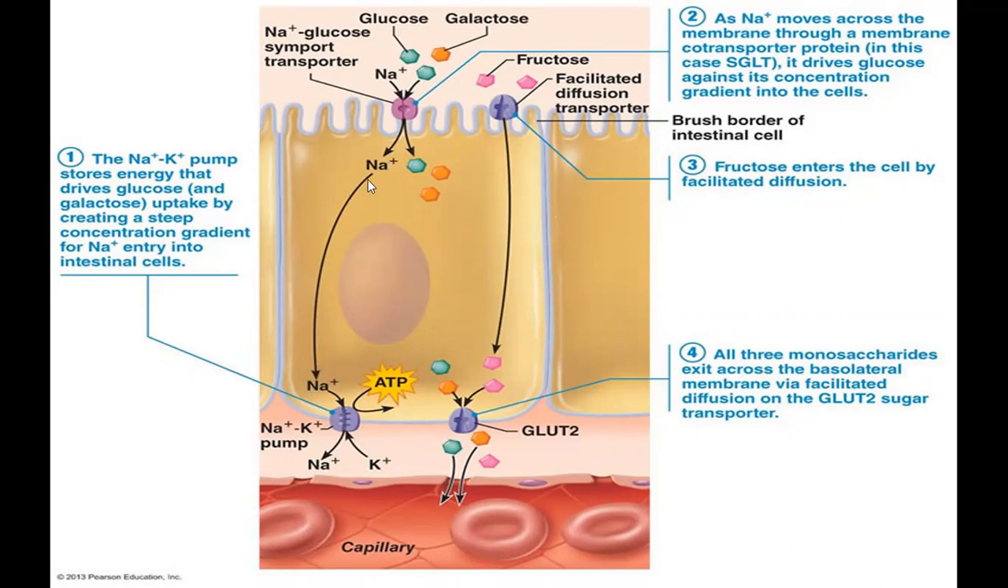Then we say the concentration gradient of sodium is created because of the sodium potassium ATPase pump. The sodium potassium ATPase pump is going to pump 3 sodium to the outside into the interstitium and 2 potassium into the cells. So the concentration will be reducing within the enterocytes. That will enhance the function of sodium glucose co-transporter proteins for the internalization of glucose and galactose.